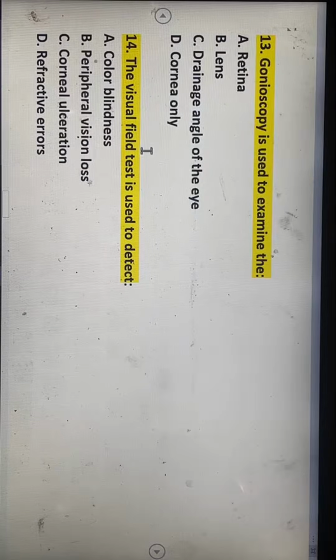Visual field test is from the word field. It deals with a large space. Visual field test is used to detect, not color blindness. If you choose color blindness, you are wrong. If you choose corneal ulceration, you are wrong. If you choose refractive error, you are wrong. So the right answer is what? The peripheral vision loss. Visual field, peripheral vision loss; gonioscopy, drainage angle of the eye; tonometry, the intraocular pressure of the eye. I believe you are learning something in this quiz.